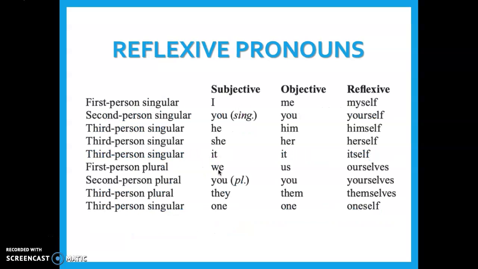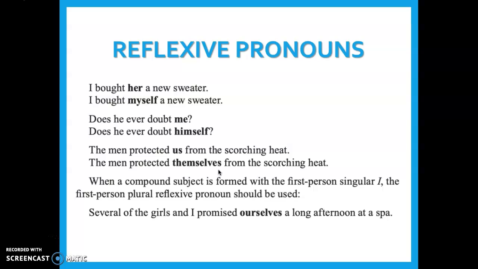Reflexive pronouns are like personal pronouns. The difference is reflexive pronouns refer back to the subject in the same sentence. So, for example, I bought her a new sweater. That's an objective pronoun, right? But in the second example, I bought myself a new sweater. So this refers back to the subject. Does he ever doubt me? That's an objective pronoun. Does he ever doubt himself? So that's a reflexive pronoun, right? Because it reflects back to the subject.